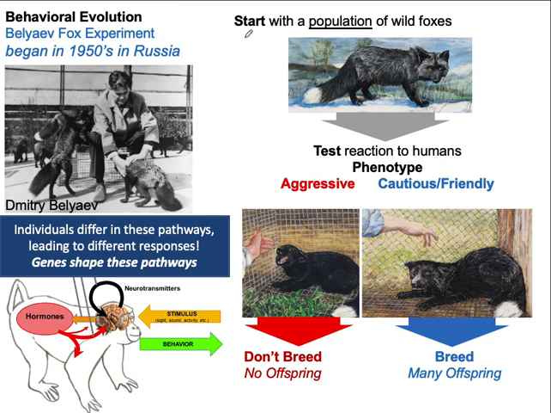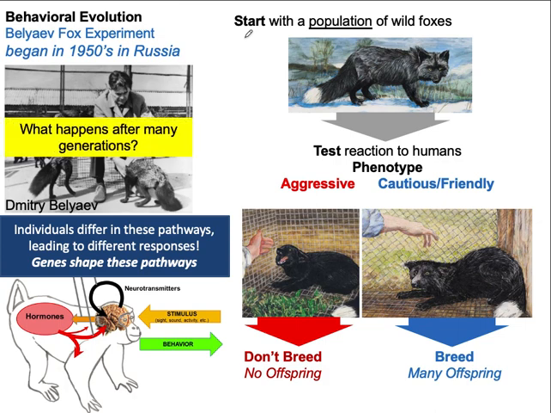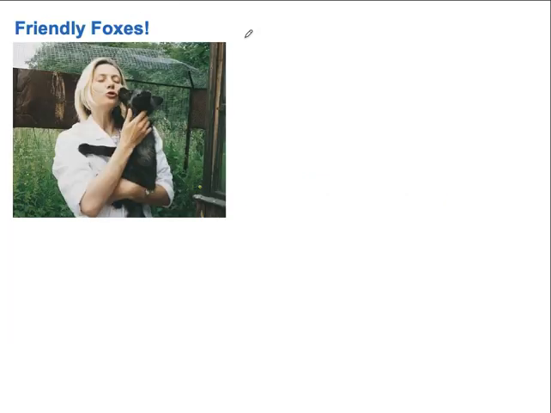So in other words, there's a link between genes that each individual inherits from mom and dad, the particular hormonal and neurotransmitters associated with different behaviors, and finally, the actual behavior that's observed in life. And so we found out that after many generations of this experiment, we ended up with friendly foxes.